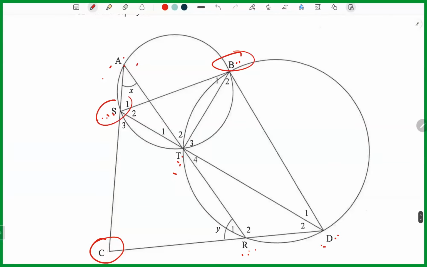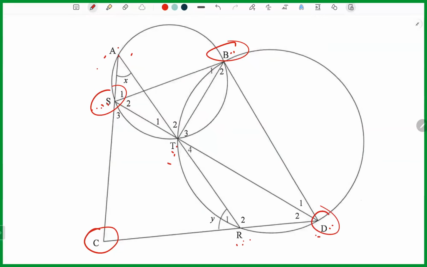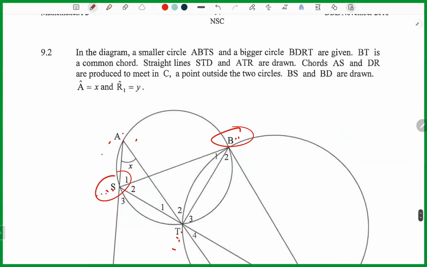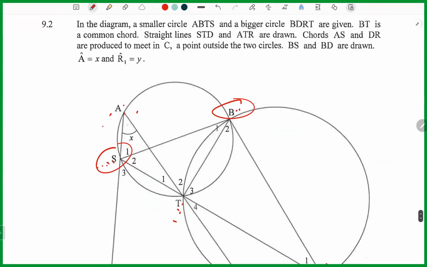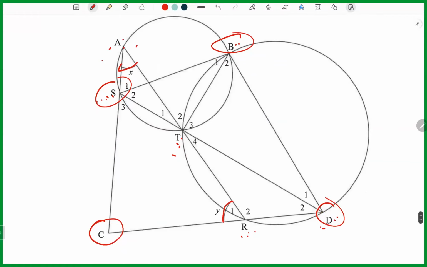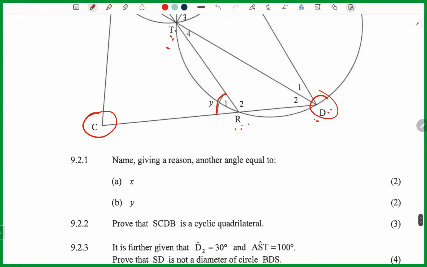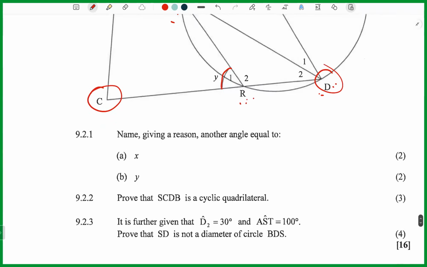BS and BD are drawn. Angle A is equal to X. Okay, we can see angle A is X there. And angle R1 is Y. We answer the questions below afterwards.